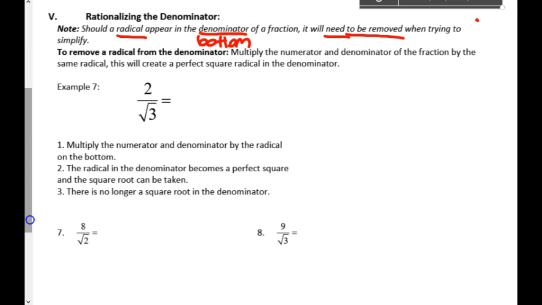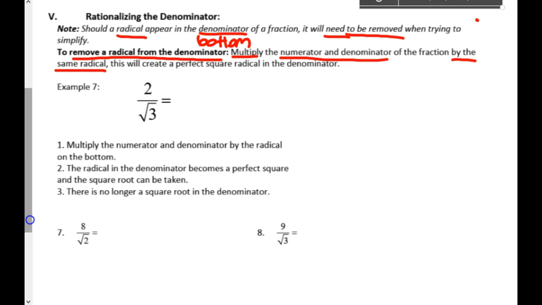That's what I'm going to show you. How do you take out that square root sign? To remove a radical from the denominator, we're going to multiply the numerator and the denominator, both top and bottom, by the same radical. This will create a perfect square radical in the denominator, and I'll show you how it works right now. If that didn't make sense, watch and see.